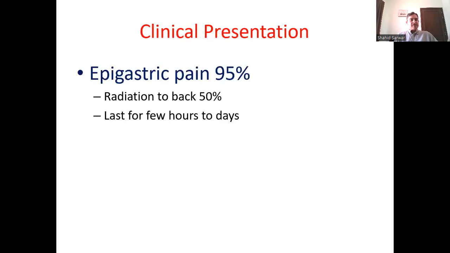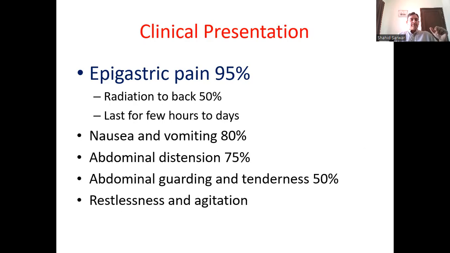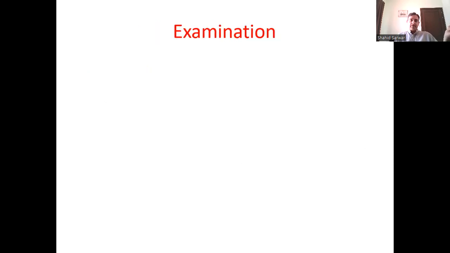How do these patients present? The classical presentation is epigastric pain. It's present in almost all of the patients, but radiation to the back is a feature seen in only 50% of these cases. And the history will be of hours to days, not of months. Then it may be associated with nausea, vomiting, distension, tenderness, restlessness, and agitation, depending on the severity of the pancreatitis.